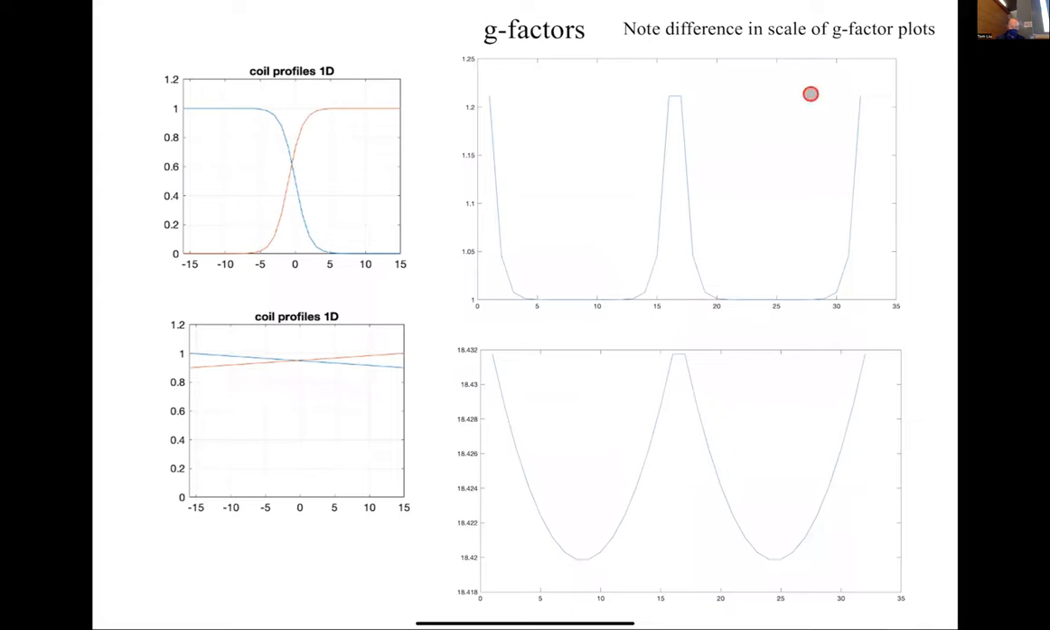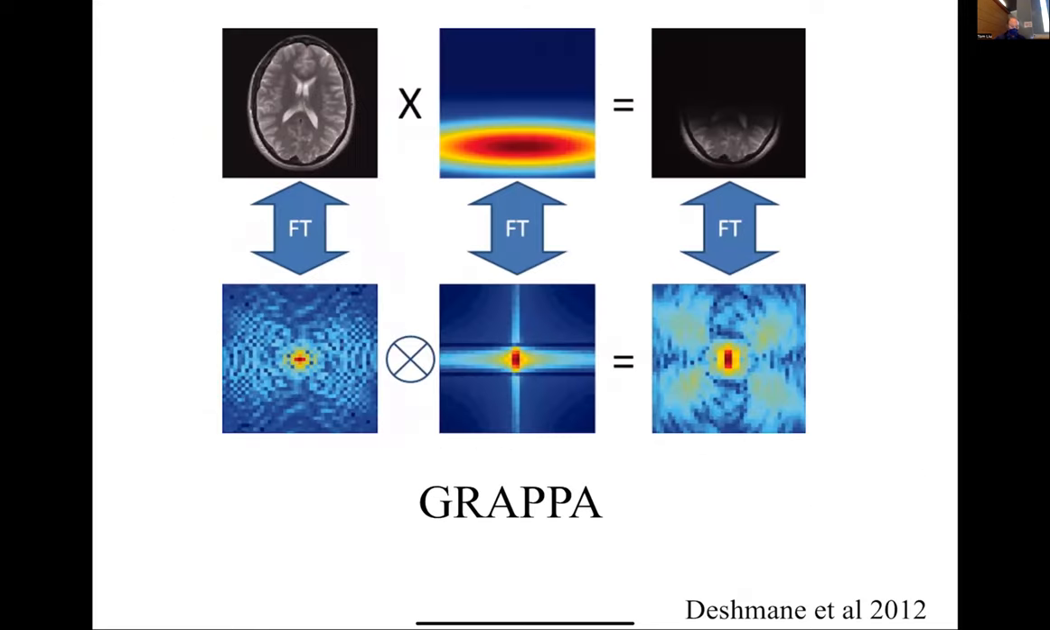This is just plotting the G factor once again here. For these coils, you can sort of see it's fairly close to one everywhere. All right. This is 1.06 to 1.2. Here it's basically around 18. Okay. So that's SENSE. Now the other approach that's very popular these days is called GRAPPA.